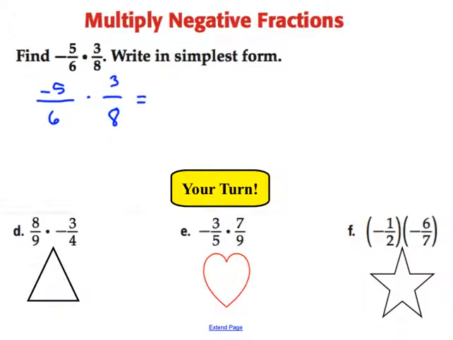Okay, so what factors do we share in common? Well, 3 goes into 6 and 3 goes into 3. 3 goes into 6 twice. 3 divided by 3 is 1. 5 and 8 don't share any common factors, so now we can just go ahead and multiply across. Negative 5 times 1 is negative 5. And then in the denominator we have 2 times 8, which is 16. So you get negative 5/16.